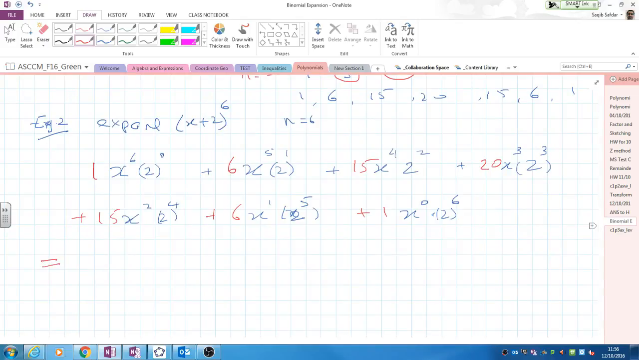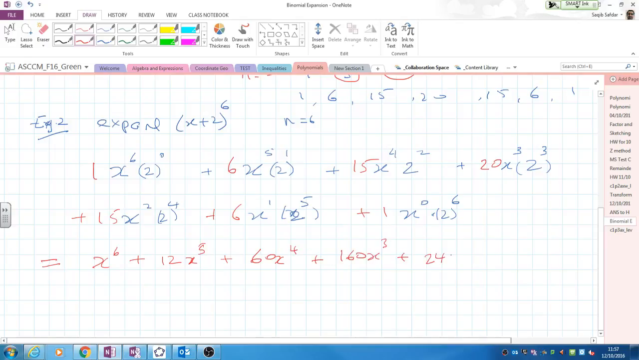Okay, what I could then do is tidy them up. Obviously, I think in a non-calculator question, you wouldn't get numbers that are too fiddly or too big. But if you tidy that up, that should give you x to the 6 plus 2 times 6 is 12, x to the 5 plus 2 squared is 4, 4 times 15 will give us 60, x to the 4 plus 160 x cubed plus 240 x squared plus 192 x plus 64.